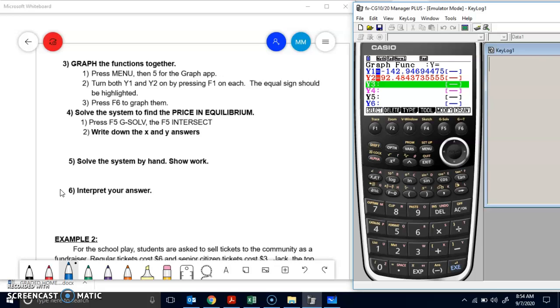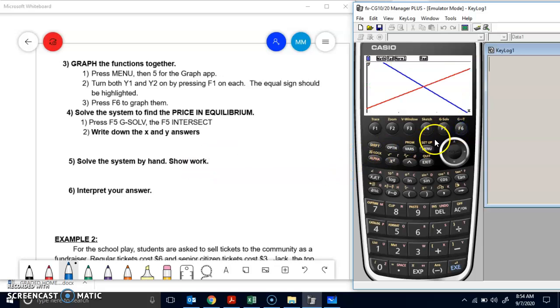Again, if you don't want to use that copy feature, you can just at this point type them in. Take the rounded decimal equations that you wrote down and just type them into y1 and y2, and that's perfectly fine as well. And then I'm going to graph them by pressing F6, and I can see blue is the demand, supply is red. So where the demand and supply meet is going to be that perfect price point.